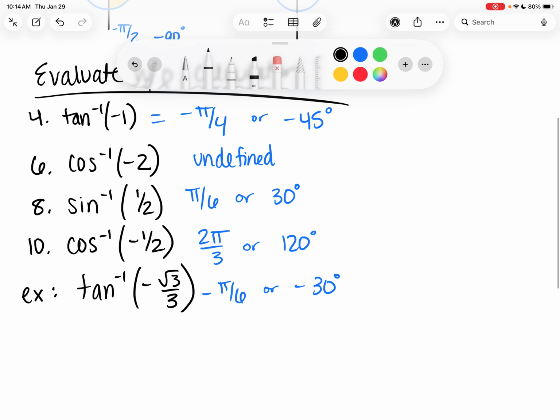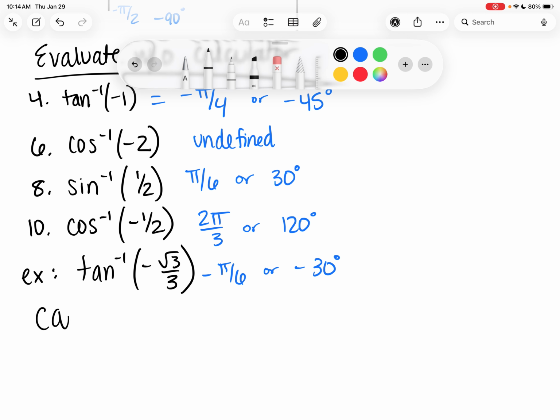All right, now we're going on to the calculator ones. So you're going to need to grab your calculator. Now, this is what I would tell you with these ones: I'm going to write all 4 of the problems that we're going to do down, because you have to give your answer in both radians and degrees.